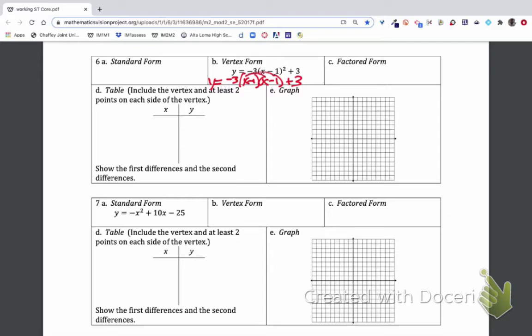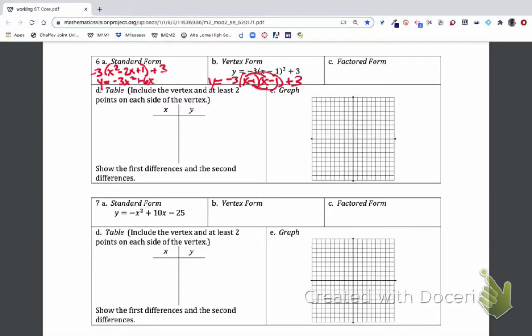X minus 1 times x minus 1 would end up getting me x squared minus 2x plus 1, and then the plus 3 on the outside. When I distribute the negative 3 in, I would get y equals negative 3x squared plus 6x minus 3 plus 3. Lots of stuff going on. That minus 3 and plus 3 is going to make a 0 pair, giving us negative 3x squared plus 6x.